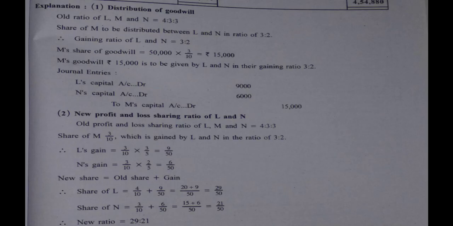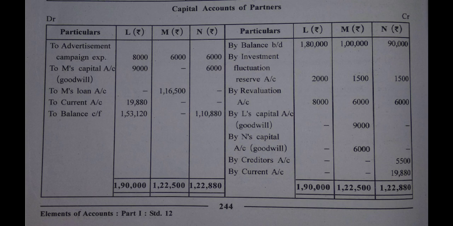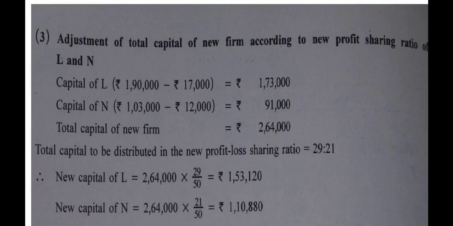How did you obtain this? Here in partners capital accounts, see 1,90,000 minus 8,000 and 9,000. The amount of difference is written here, not there. 1,73,000. Now clear? Same for N, 91,000. The amount of difference, instead of writing it down there, you have written in working notes. Now you will total this, so you will get an idea of what the total capital of the new firm is. It is 2,64,000.